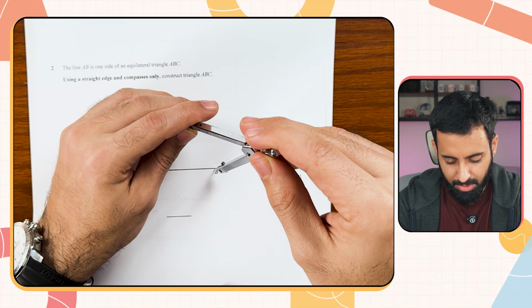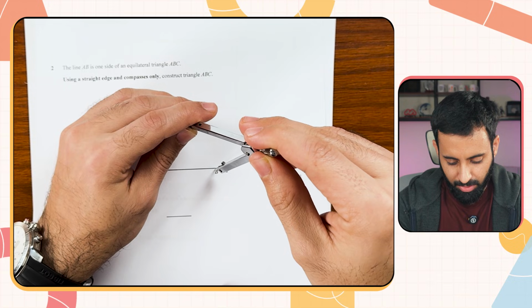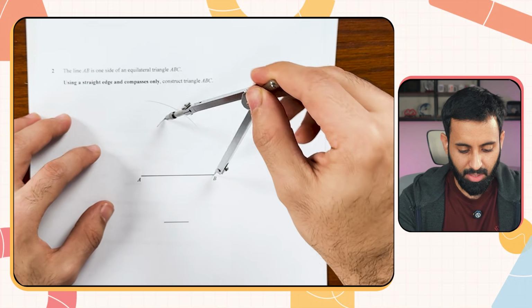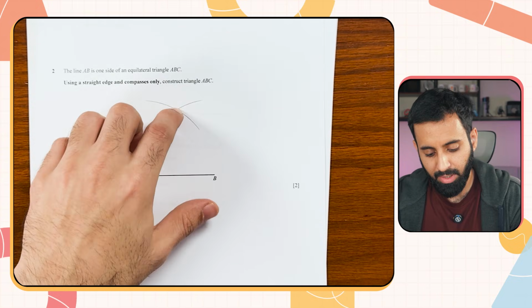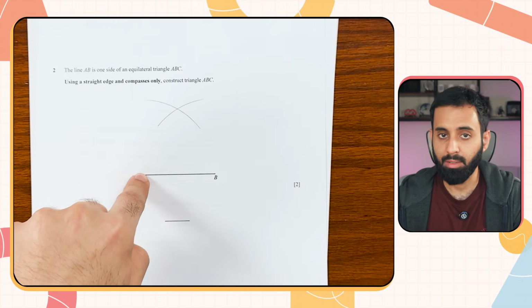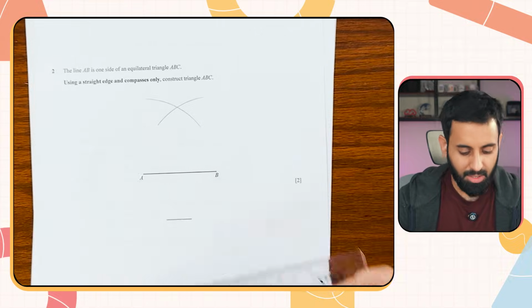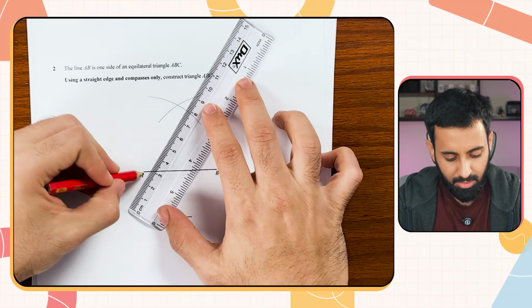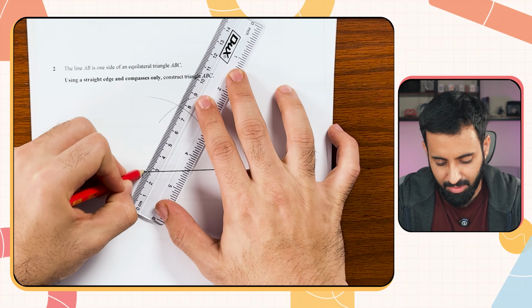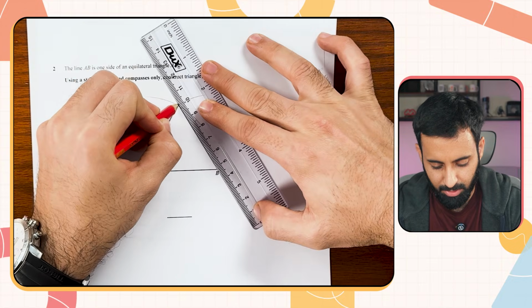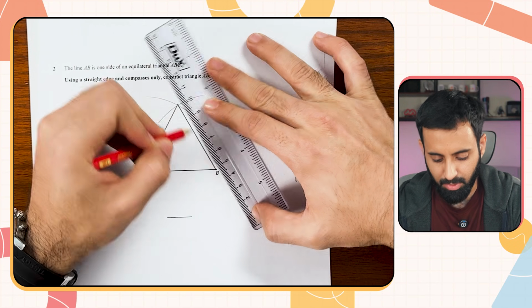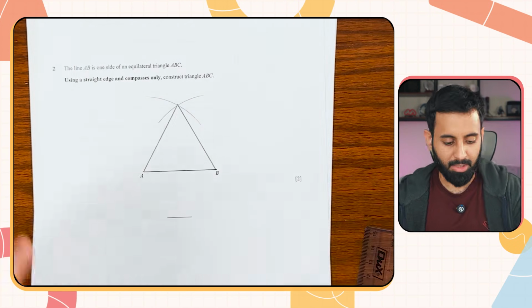So that way, the third point, point C, is going to be somewhere on this arc, and this point is equidistant from B and from A. And that is why it is naturally going to be an equilateral triangle. There we go. So notice we didn't even have to measure, and we are still able to make an equilateral triangle.